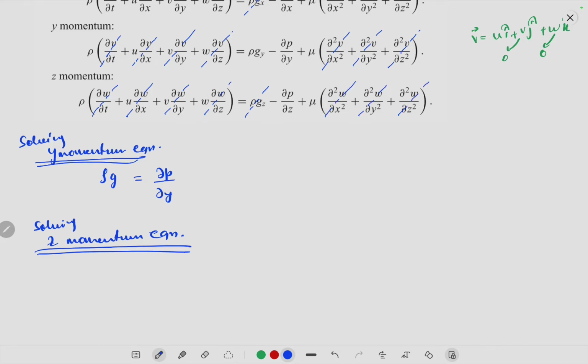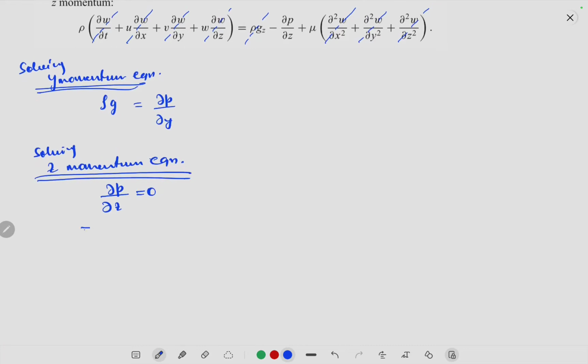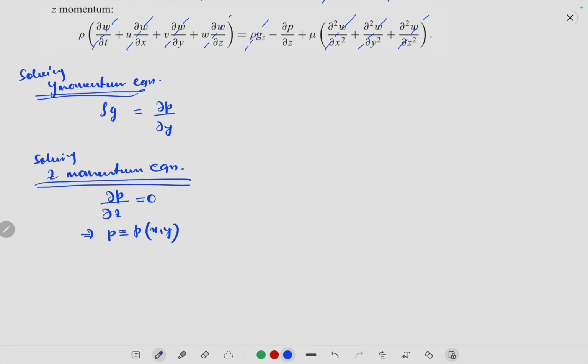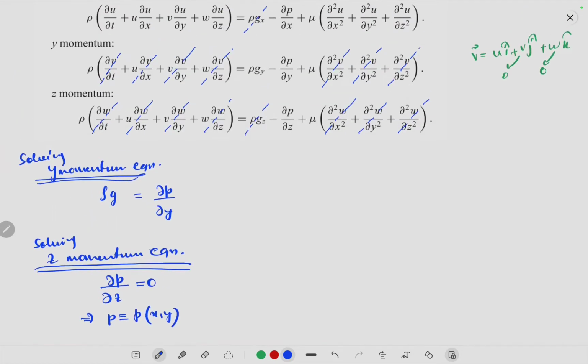So all these terms will be 0, and we're left with ∂p/∂z equal to 0. So what does this tell you? This tells me that p is a function of x and y. It's not a function of z.